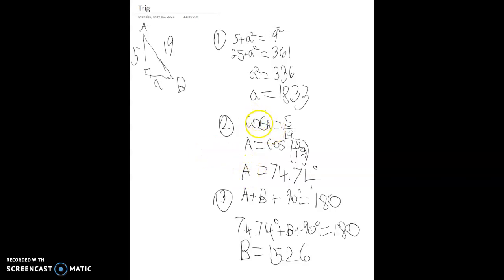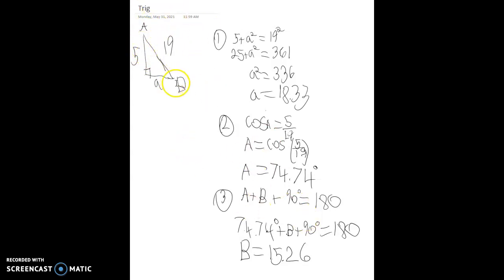Number 2 is to find the angle of A. So we get the cosine of A equals 5 over 19. Then we isolate A, and it's A equals the inverse cosine of 5 over 19, which then leads to A equals 74.74 degrees. So that is angle A over here.